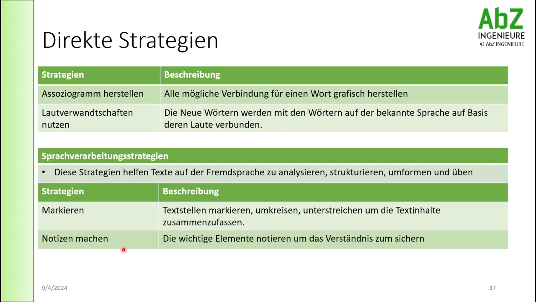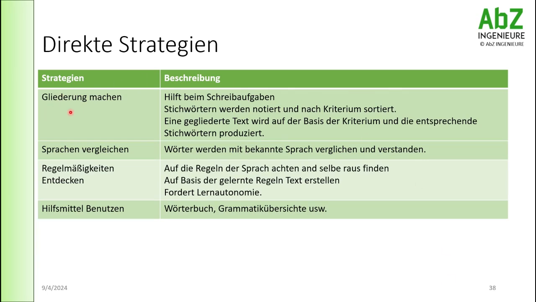Then you have Notizen machen. You just note down the important words which you don't understand fully, and then you recollect them by referring to them later. Gliederung machen. Whenever you have a big text, you write down key points. This is mainly used for Schreibaufgaben. You are going to write down the key words and sort them according to a criterion.